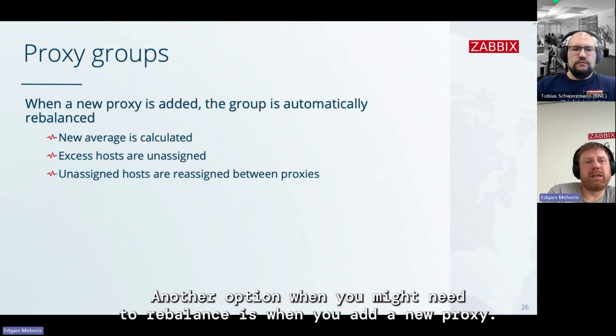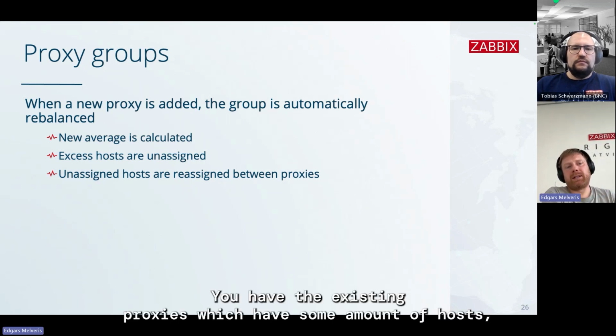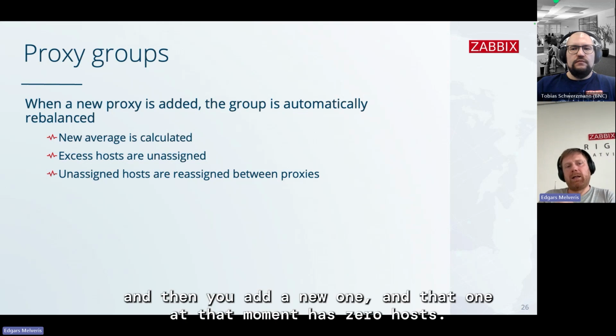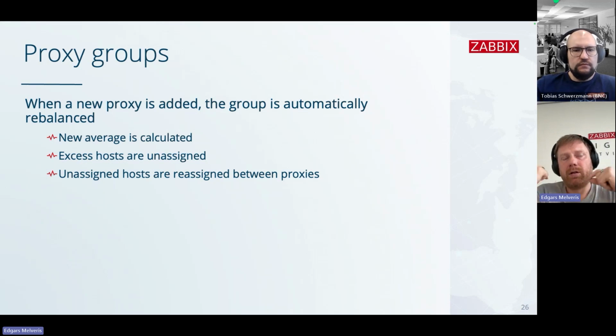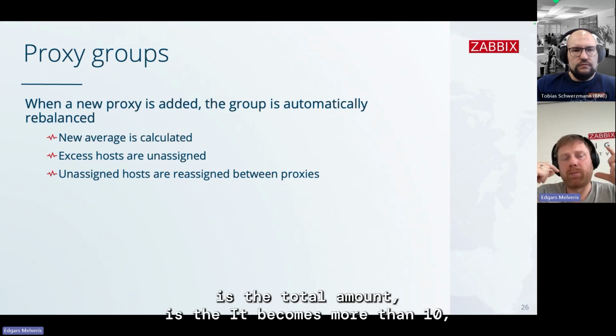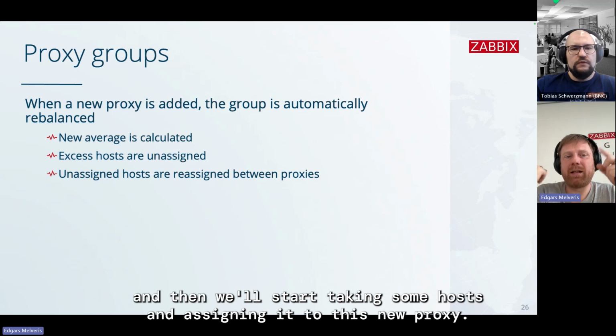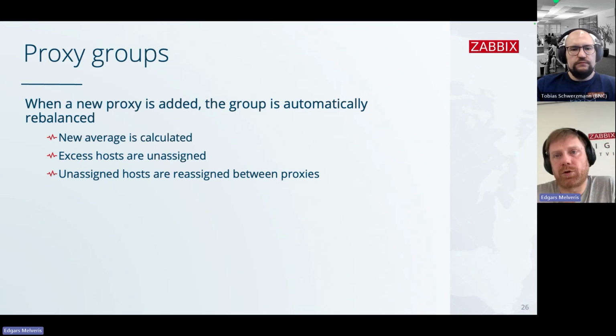Another situation when you might need to rebalance is when you add a new proxy. So you have existing proxies which have some amount of hosts, and then you add a new one. That one at that moment has 0 hosts. So Zabbix then recalculates what the current average is, the total amount, whether the difference is more than 10, and then we'll start taking some hosts and assigning them to this new proxy.